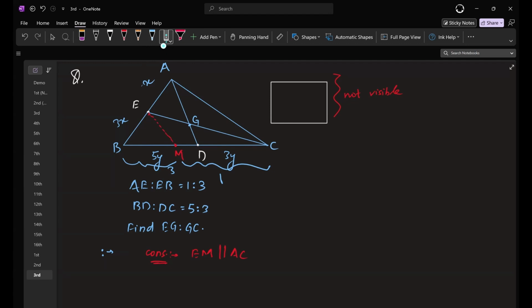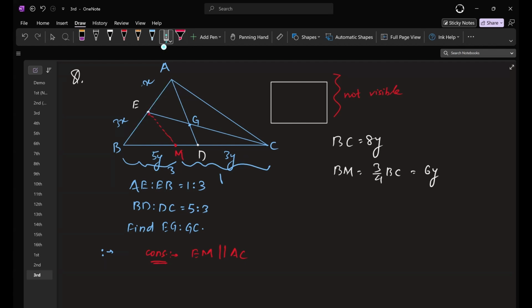Okay, and BC is equal to 8y. BM is equal to 3/4 of BC, is that right? It means BM is equal to 6y. Now we have successfully made use of this 3 is to 1 ratio.